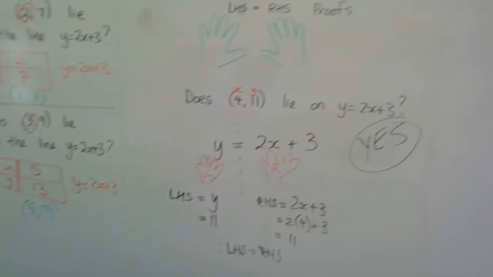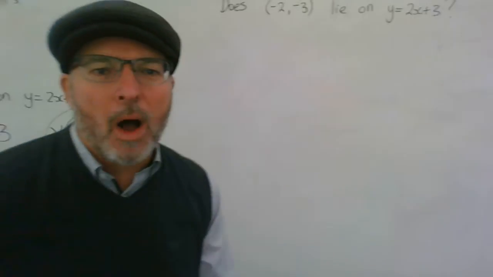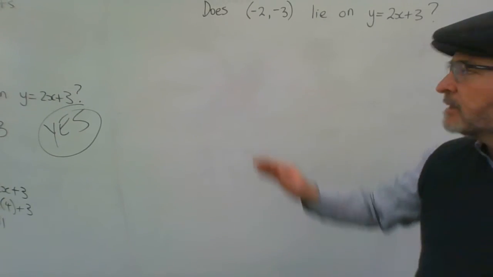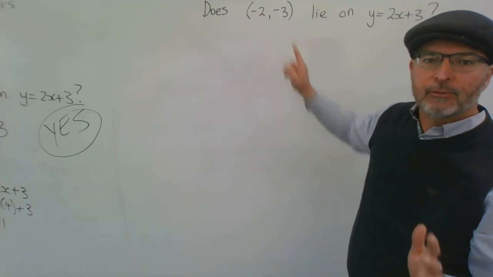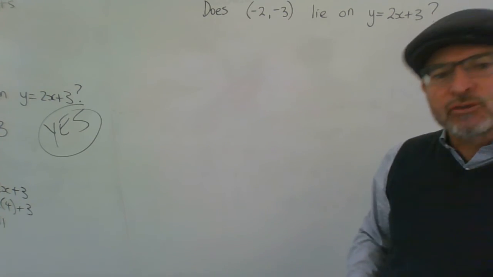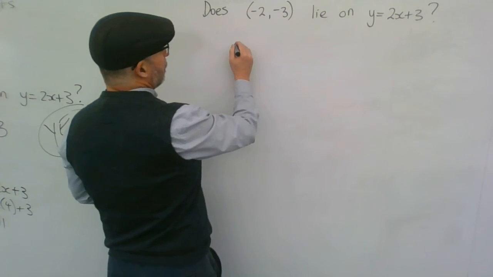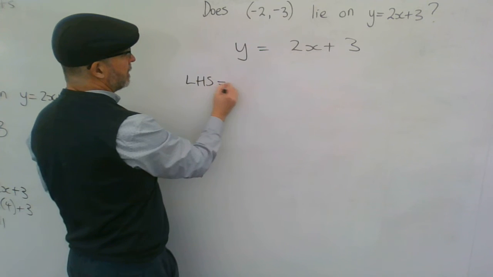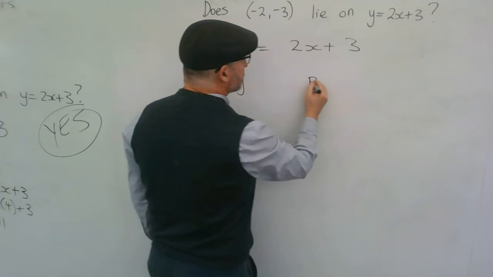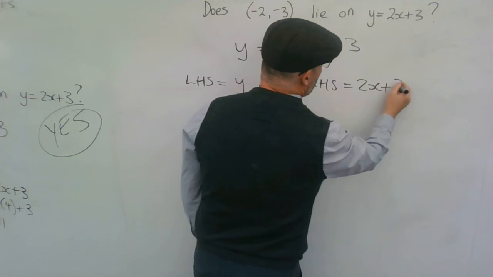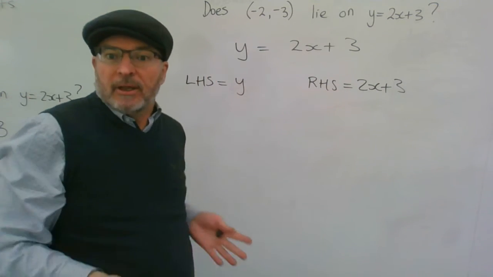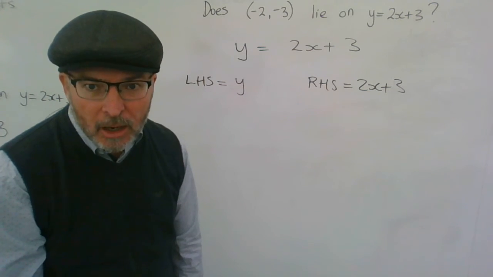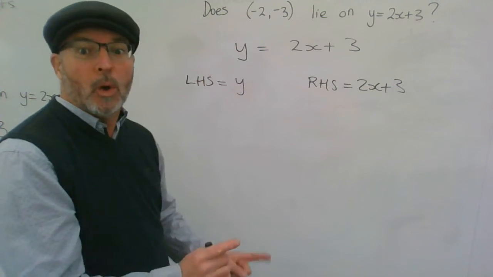All right, let's try another one with the same line. We're using the line y equals 2x plus 3. And the question is, does the point (-2, -3) lie on our line y equals 2x plus 3? So, y equals 2x plus 3. The left-hand side is equal to y. The right-hand side is equal to 2x plus 3. I want to work each one out, and if the left-hand side equals the right-hand side, the point lies on the line. If the left-hand side doesn't equal the right-hand side, then the point doesn't lie on the line. Let's have a look what happens.